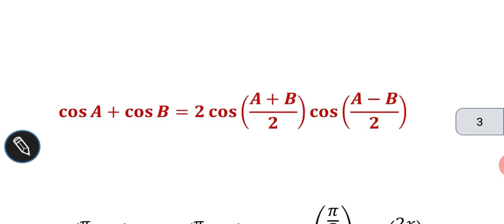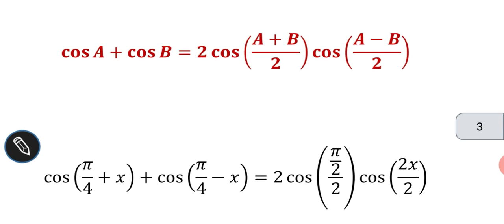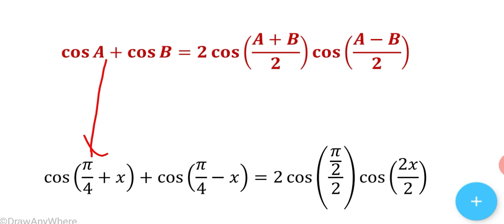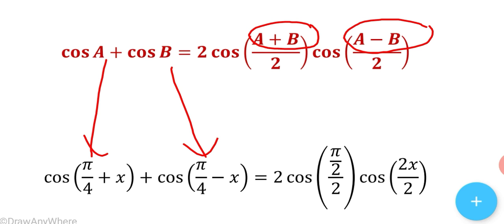So we know that cos a plus cos b is equal to 2 cos of (a plus b) by 2 into cos of (a minus b) by 2. Put a is equal to pi by 4 plus x and b is equal to pi by 4 minus x. A plus b we have calculated, whose value is pi by 2, and the calculated value of a minus b is 2x.